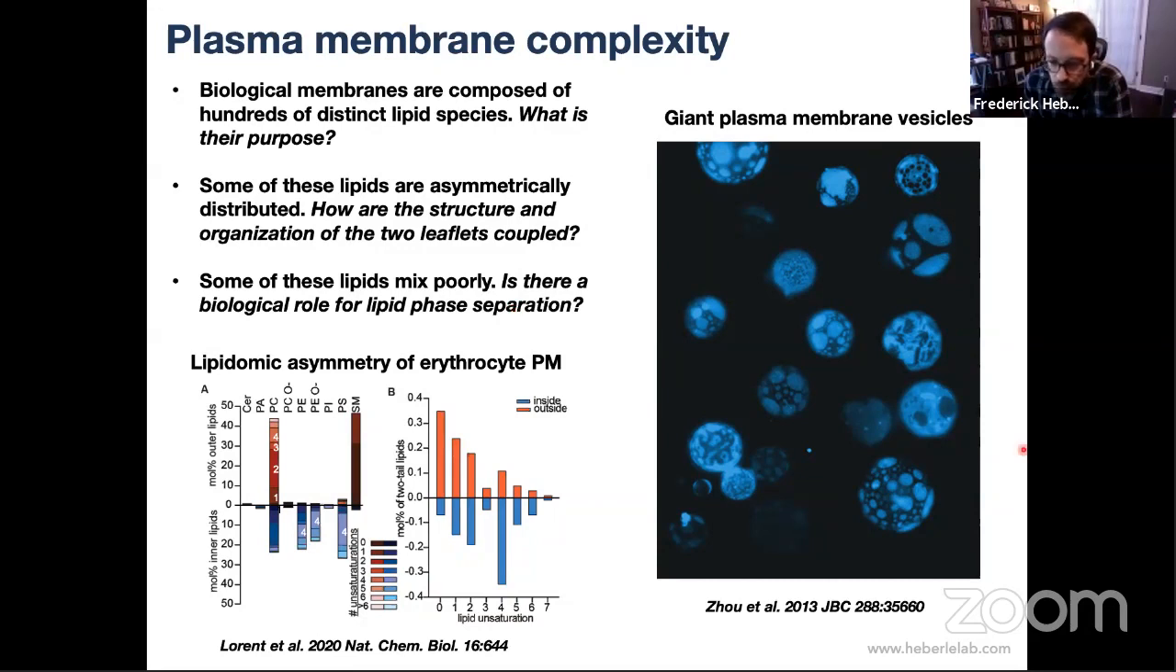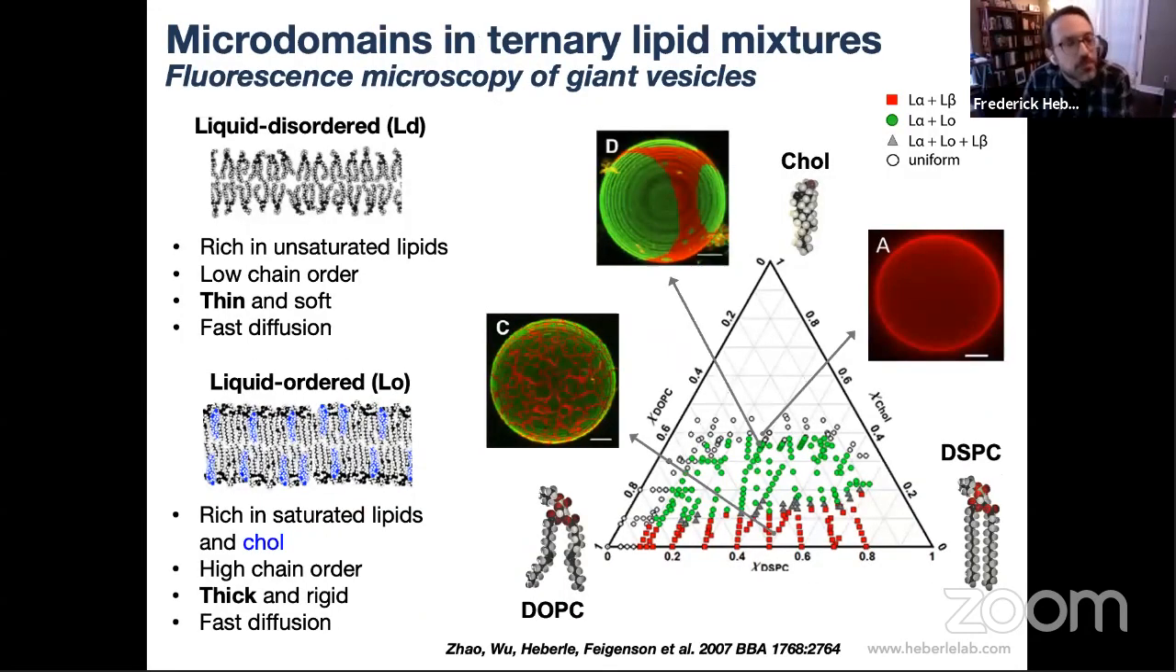So my lab uses a bottom-up approach to study some of these questions. We start with simple lipid mixtures. We try to understand their phase behavior, and then we add more complexity. One of the most useful experimental systems for systematically studying lipid phase behavior in a model system is giant unilamellar vesicles and fluorescence microscopy. So here's a typical experiment.